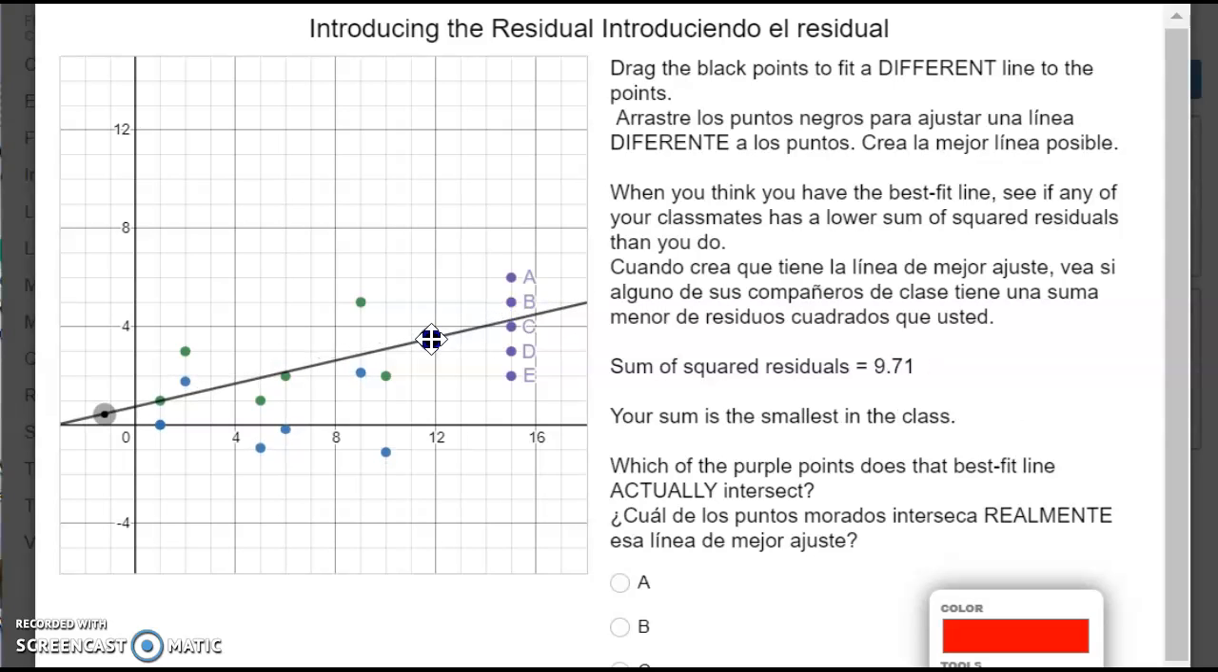Okay, well, I did have 9.17, but now it is gone. So maybe the closest one I have right now is 9.37. Which of the purple points does that best line fit actually intersect? Right now it is between A and B. I wonder if we can fiddle around with it a little bit more.